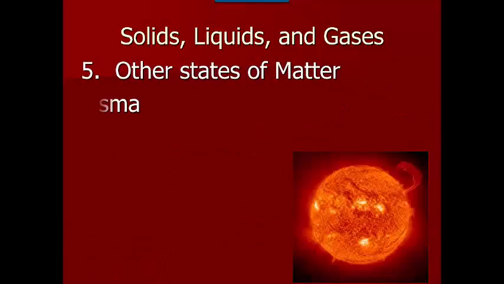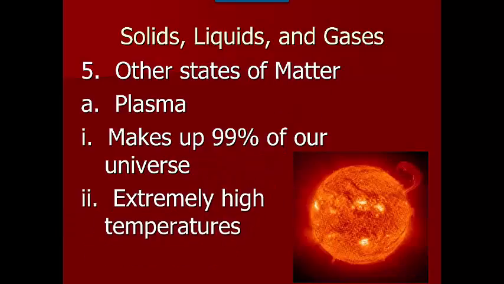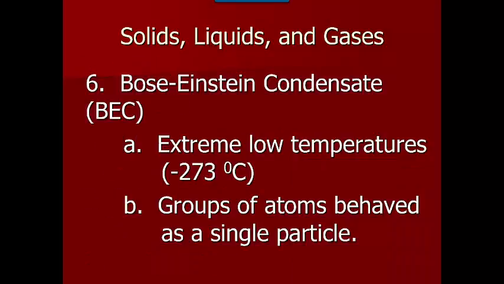There are 2 other states of matter I want to mention, and these are not as commonly talked about. Actually, plasma makes up 99% of our universe, and that is because that is what the sun is made out of. This only exists at very high temperatures, and the sun and the stars kind of fit into this category. They're not really solids, liquids, or gases, they're plasma. And then the last one is called BEC, which stands for Bose-Einstein condensate, and this happens at very low temperatures. So plasma and BEC are kind of opposite each other.